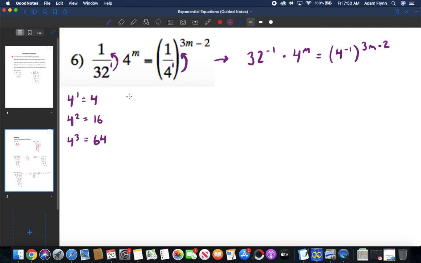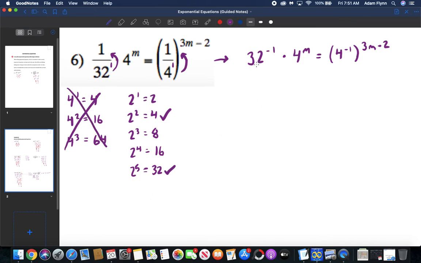Let's try 2. 2 to the first power is 2, 2 to the second power is 4, 2 to the third power is 8, 2 to the fourth power is 16, and 2 to the fifth power is 32. So I satisfy my 4 and I satisfy my 32, so I know I can rewrite this entire exponential equation using a base of 2. These 4's over here are going to be of no use to me.